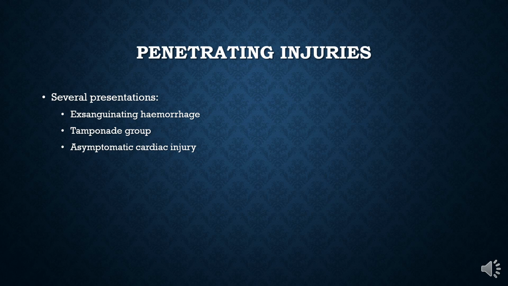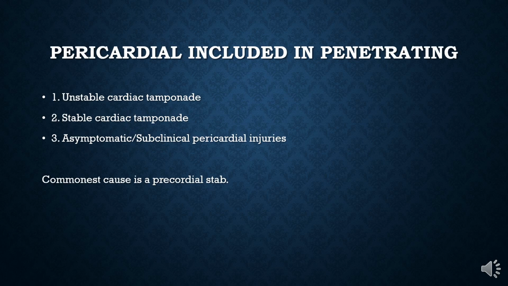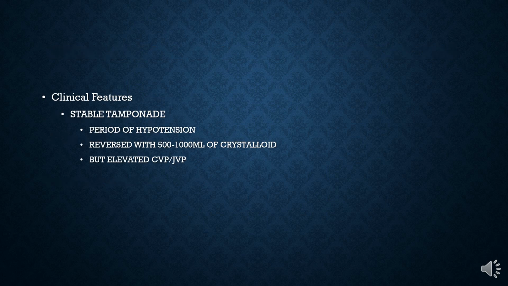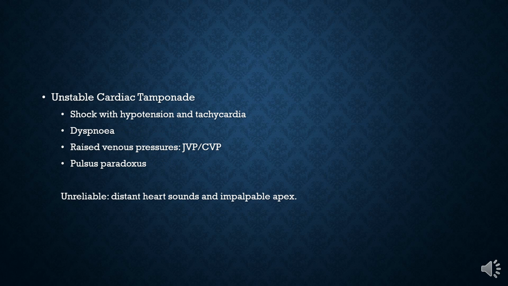Penetrating injuries have several presentations: exsanguinating hemorrhage, tamponade group, and asymptomatic cardiac injury. Pericardial injuries in penetrating trauma include unstable cardiac tamponade, stable cardiac tamponade, and asymptomatic subclinical pericardial injuries, and the common cause is precordial stab. Clinical features of stable tamponade: period of hypotension reversed with 500 mL to 1 liter of crystalloids, with elevated CVP and JVP. Unstable cardiac tamponade: shock or hypotension and tachycardia, dyspnea, raised venous pressure, JVP and CVP, pulsus paradoxus, unreliable distant heart sounds, and impalpable apex.